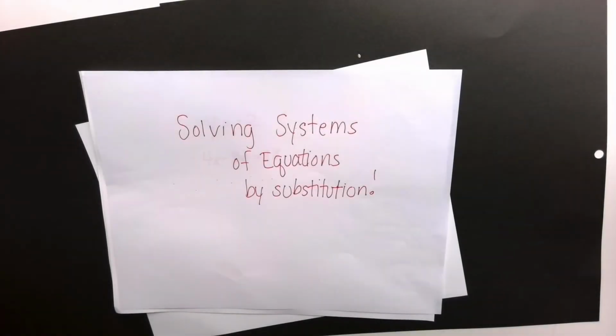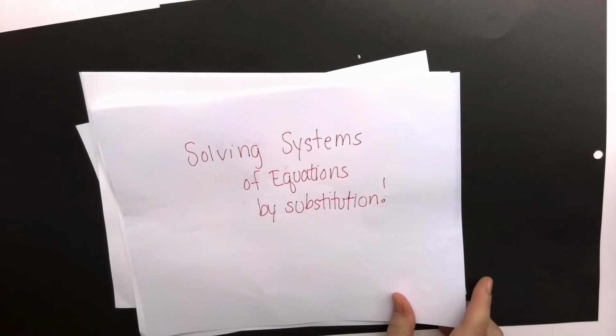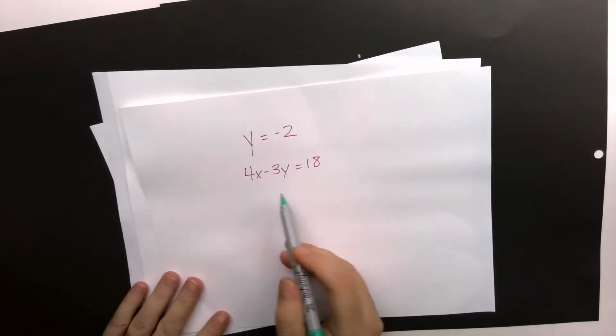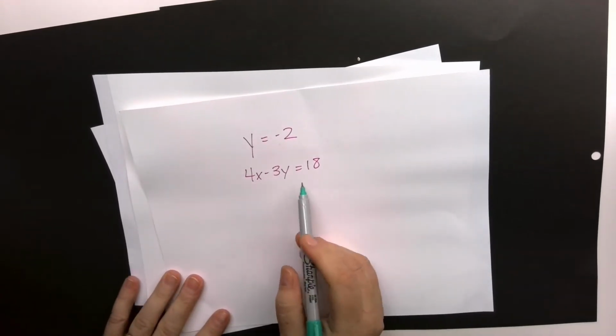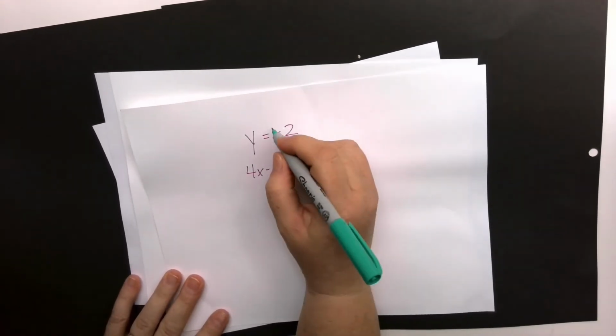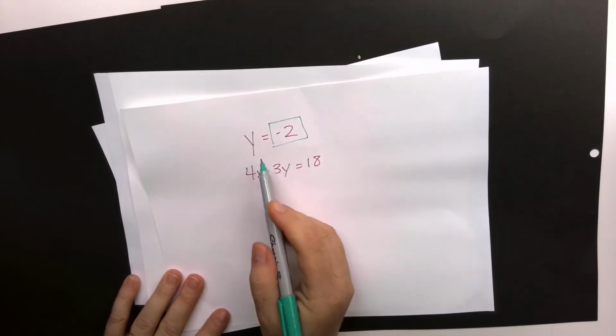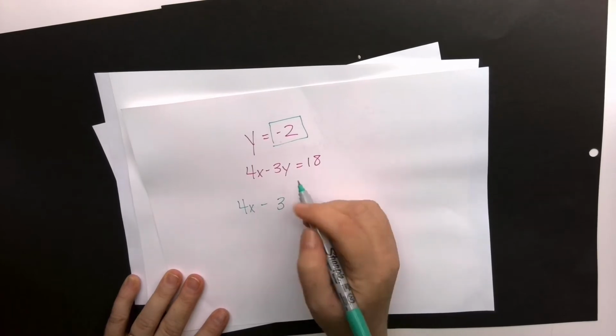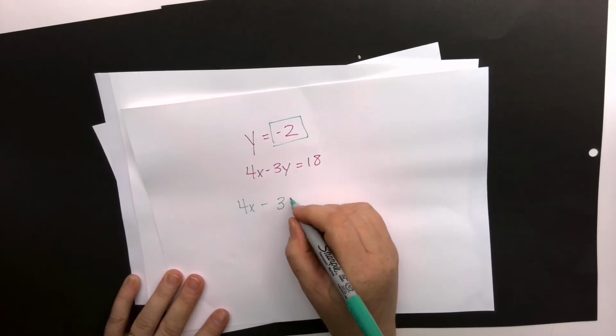Systems of equations by substitution. Systems of equations, again, are just more than one equation with more than one variable. We're going to start with something simple, like y is equal to -2, and then 4x minus 3y equals 18. And so this one is simple because they gave us a value for y, and all I need to do is go in and substitute that in the place of y in my second equation.